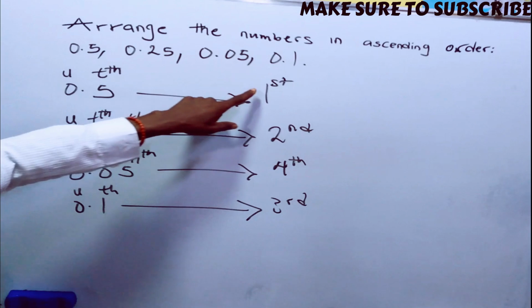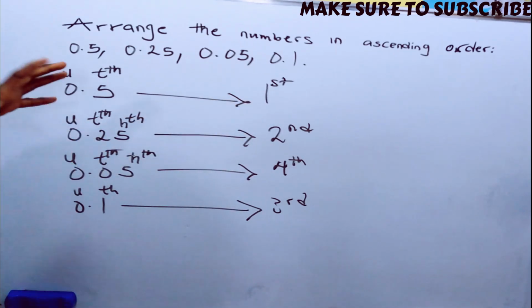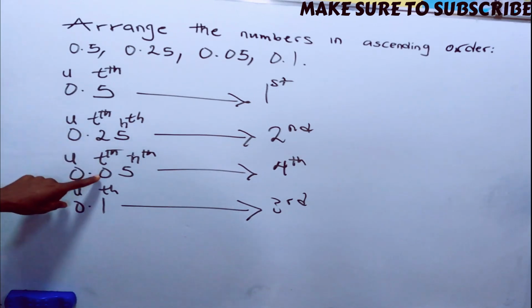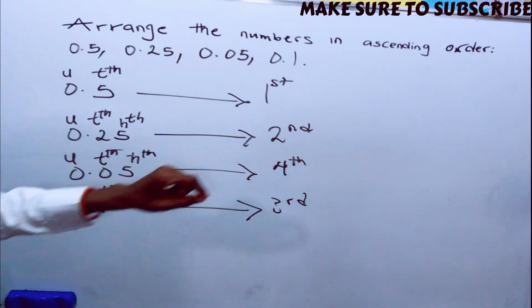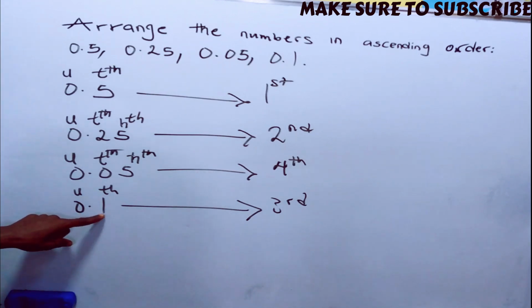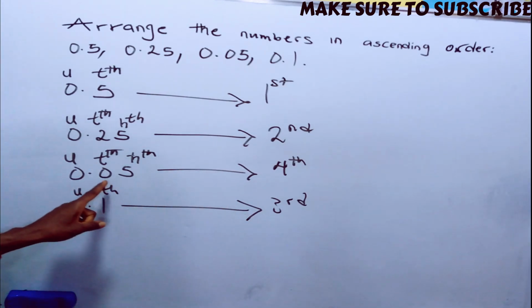So 5 becomes first. Now for the second value, we are looking for second, third, and fourth. Now here we have our tenth, 2, 0, and 1. Of course, 2 is greater than 0 and 1. We pick our 2 as our second. Now for 0 and 1, 1 is greater than 0, so 1 will be our third.